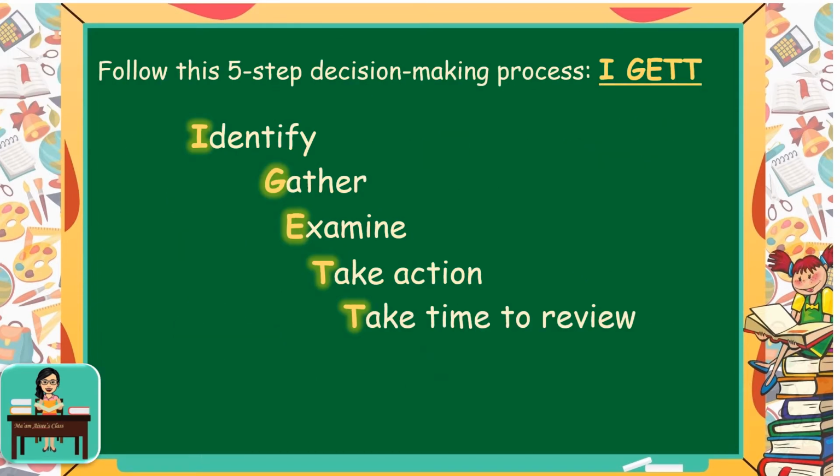Follow this 5-step decision-making process with the acronym of I GET. I stands for the word identify. G, gather. E, examine. T, take action. And another T for take time to review.